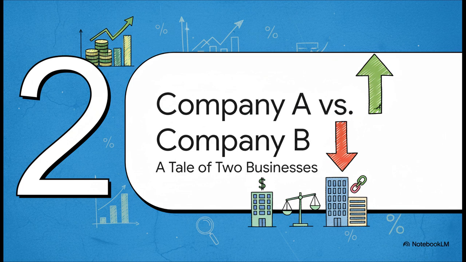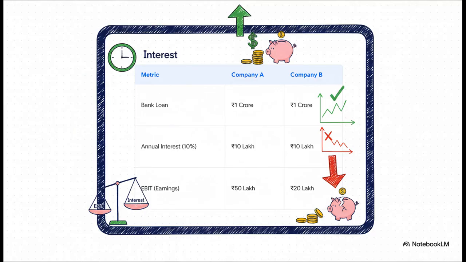Okay, so theory is one thing, but the best way to get this is to see it in action. So let's cook up two imaginary companies, we'll call them Company A and Company B, and see how this all plays out. Now take a look at this. What's really interesting here is that both of these companies have the exact same amount of debt, a one-crore loan, which means they both have to pay 10 lakh in interest every year. But here's the crucial difference, their earnings. Company A is pulling in 50 lakh, while Company B is only making 20 lakh.